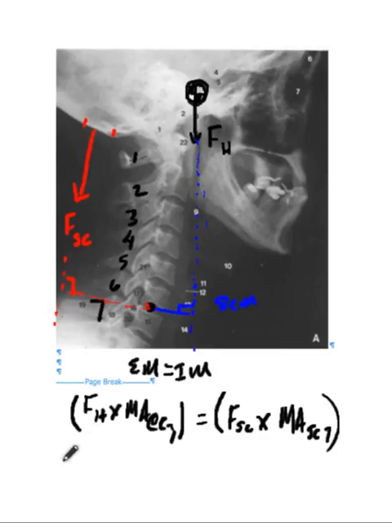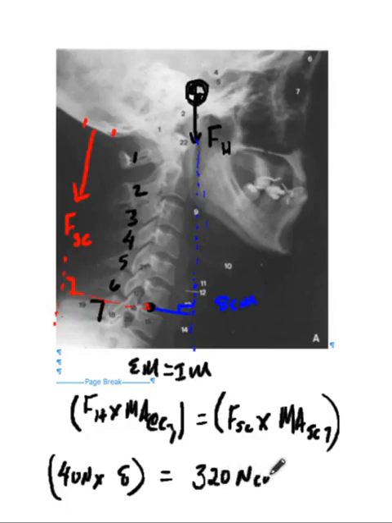Okay, and so essentially if we plug it in, the weight of the head is around 40 newtons, so we can put 40 newtons times a moment arm of 8 centimeters. And for now, we're just going to focus on the external moment and project out what we think the internal forces change. And so basically this gives us a total of 320 newton-centimeters.